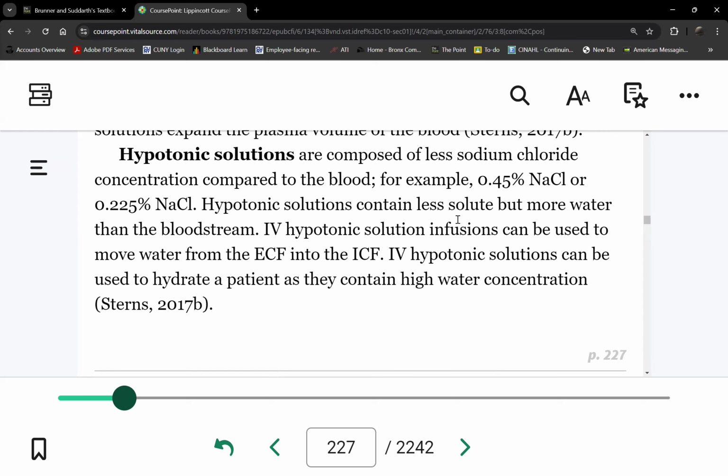Because they have less concentration compared to plasma, where will this go according to osmosis? So when you administer half normal saline or quarter normal saline, a hypotonic solution, into the bloodstream, according to the father of osmosis, where will this go? Will it stay in the bloodstream? Will it go out of the bloodstream and into the cell, or will it pull water out of the cell into the bloodstream?